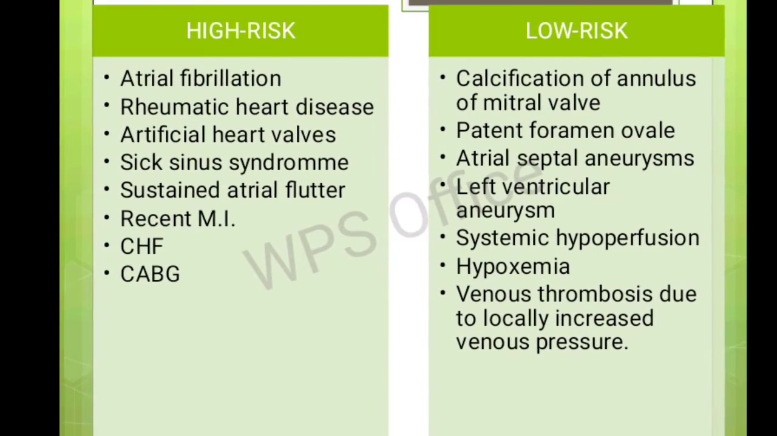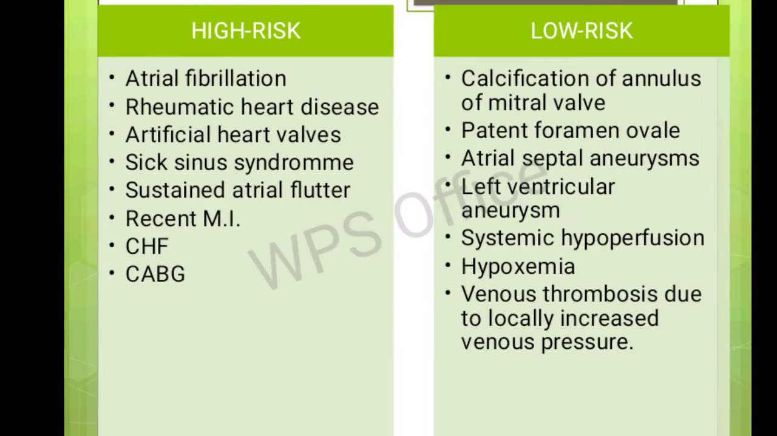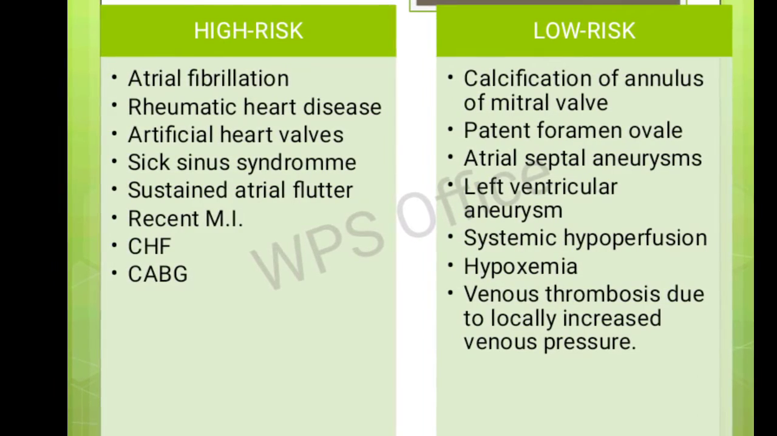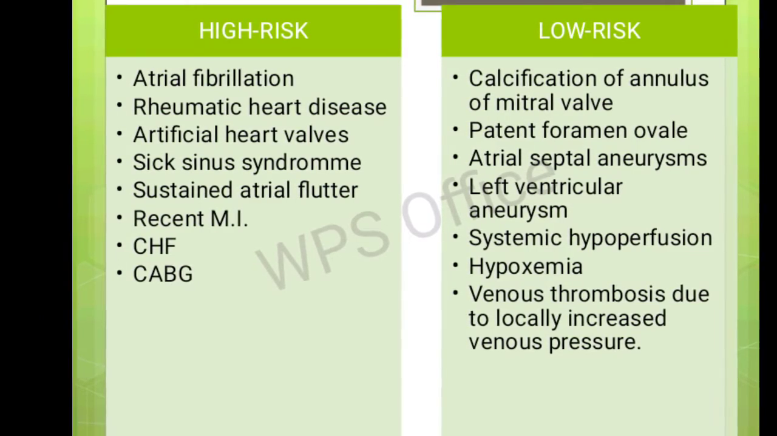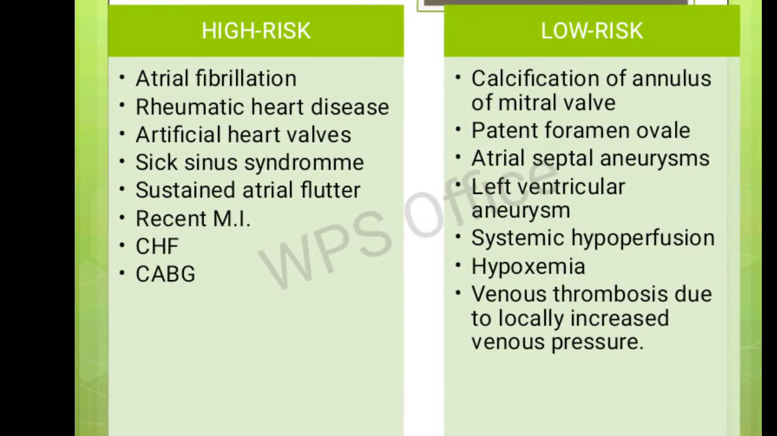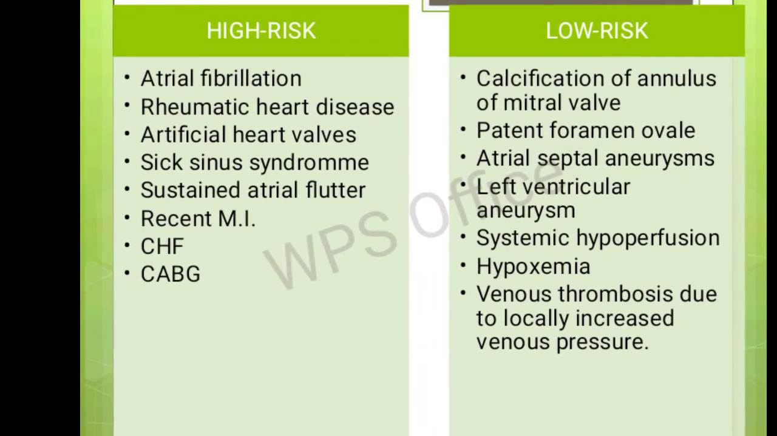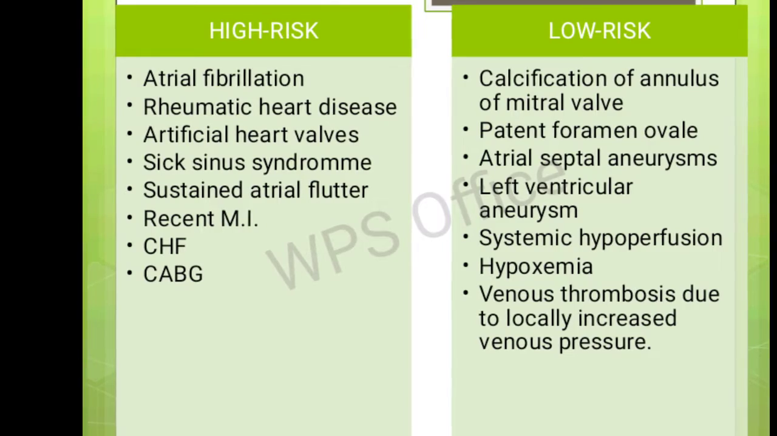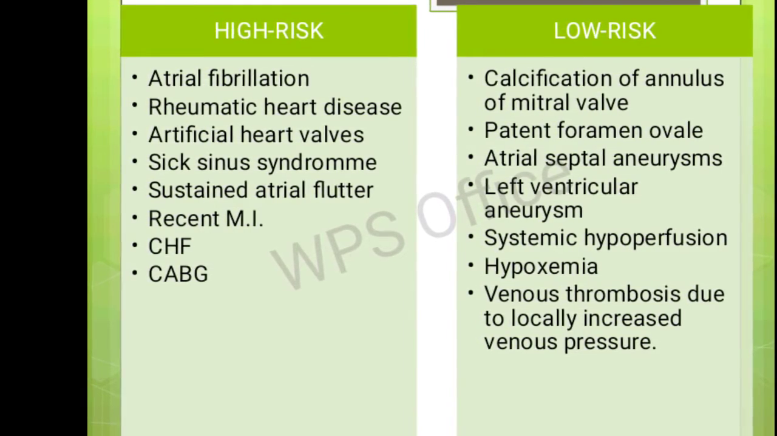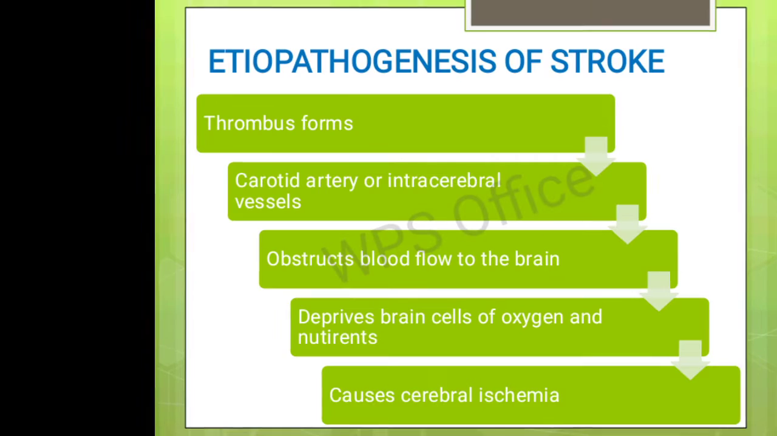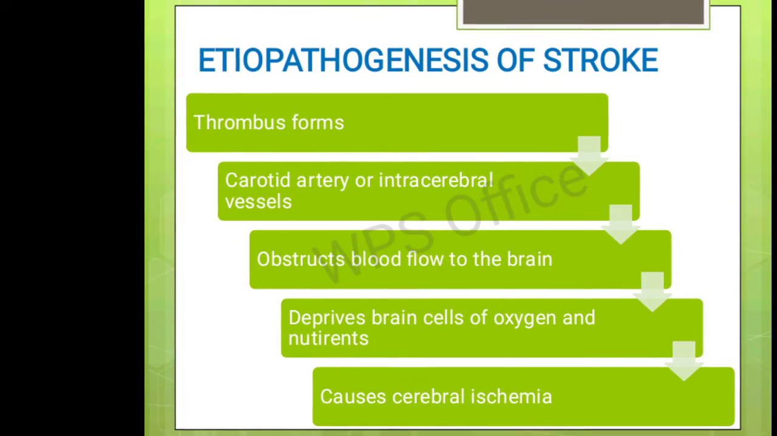Then the low risk diseases are calcification of the annulus of the mitral valve, patent foramen ovale, atrial septal aneurysm, left ventricular aneurysm, systemic hypoperfusion, hypoxemia, and venous thrombosis due to locally increased venous pressure. So other than the general risk factors, these are the categories of high risk and low risk persons. The next is the etiopathogenesis, pathophysiology.